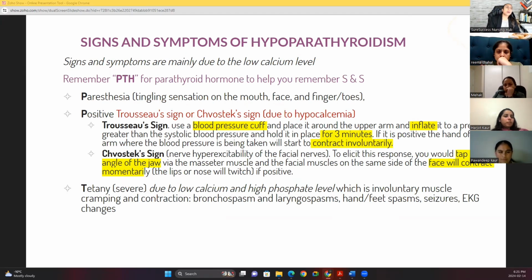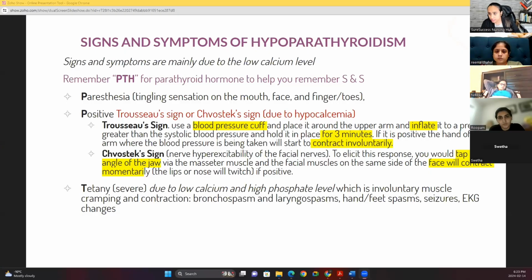So what is happening? Trousseau, you will remember, is related to the blood pressure machine. As a nurse, I will put the blood pressure cuff onto my patient and inflate it for 3 minutes. Within the 3 minutes, the patient's arm will start getting involuntary flexion, moving inward. Is it relaxing or a spasm? It is a spasm, meaning your calcium is low. That is known as Trousseau sign.